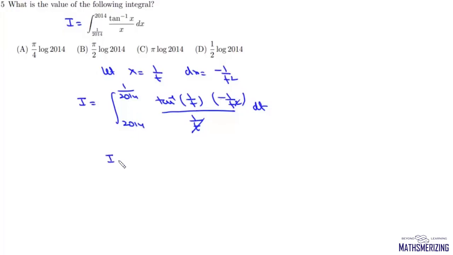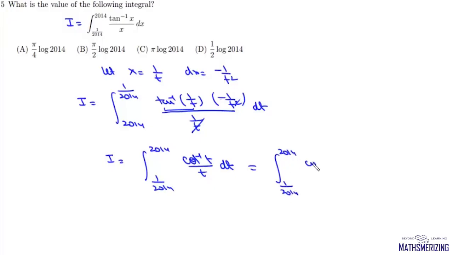So we can write this as I equals the integral from 1 upon 2014 to 2014 of tan inverse 1 upon t, which is nothing but cot inverse t. So it'll be cot inverse t upon t dt. Now in a definite integral, when the function is the same and limits are the same, we can change the variable. So we'll actually write this as the integral from 1 upon 2014 to 2014 of cot inverse x upon x dx.